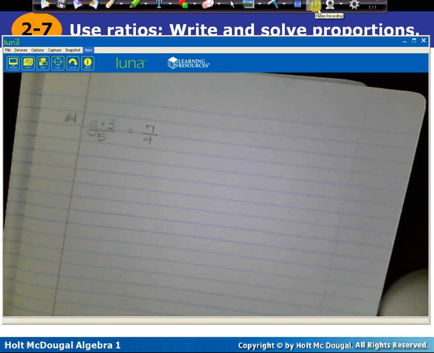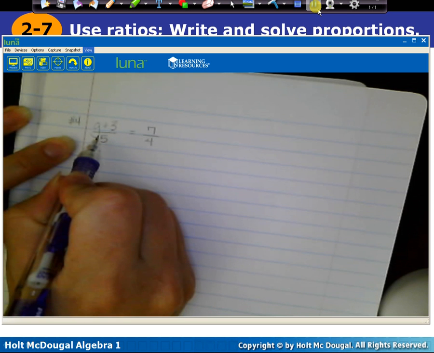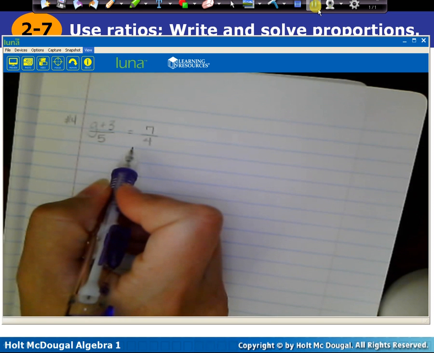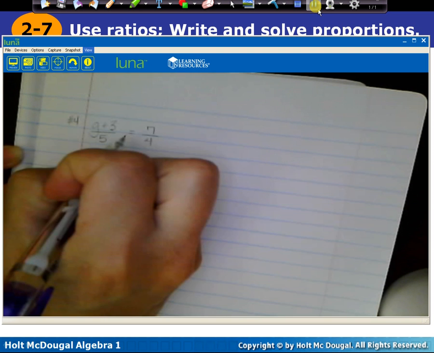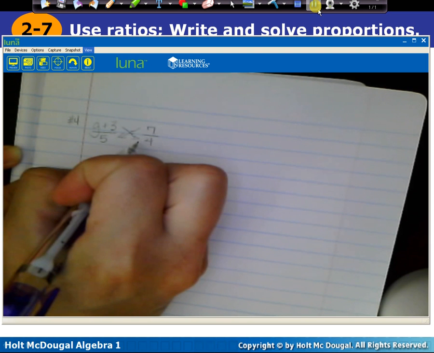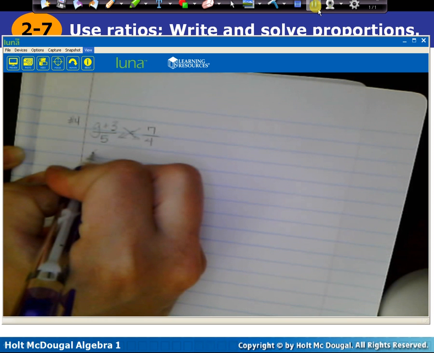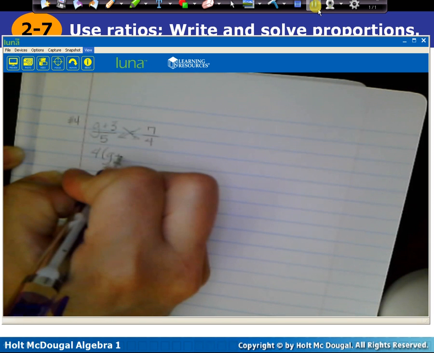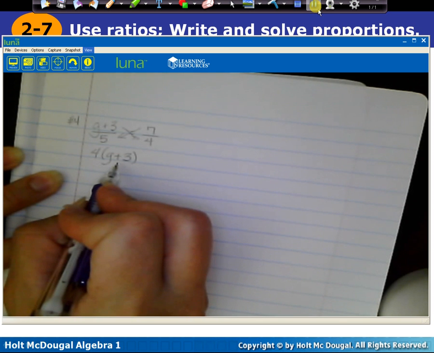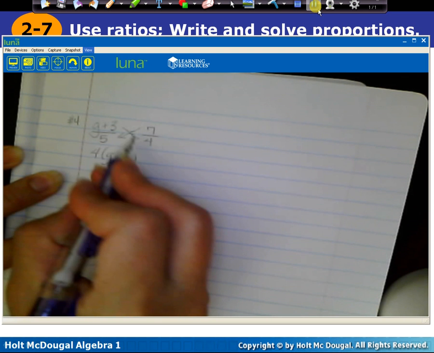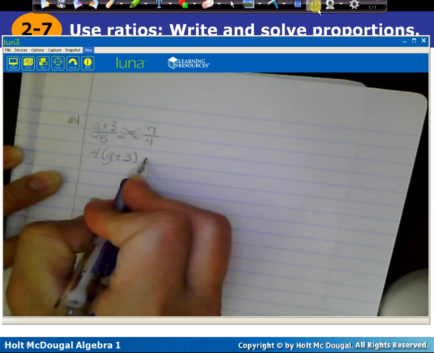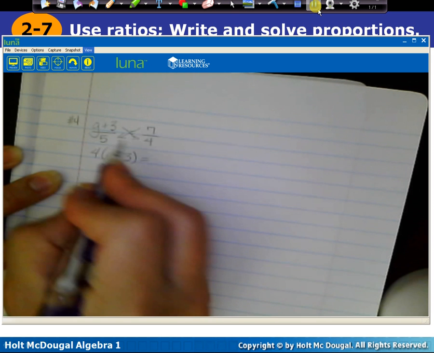Okay, we're going to look at number 4 on paper, so go ahead and get this copied down. You have g plus 3 over 5 is equal to 7 over 4. We're going to look at our cross products, and we're going to write our 4 times the g plus 3. You always want to put the variable in your parentheses here. So always make sure that whatever's with the variable goes inside the parentheses. So that's why I changed up the order of that, and I put 4 times g plus 3. It's the same thing as writing it any other way. And then we're going to put our equal sign here, and then our 7 times 5 over here.